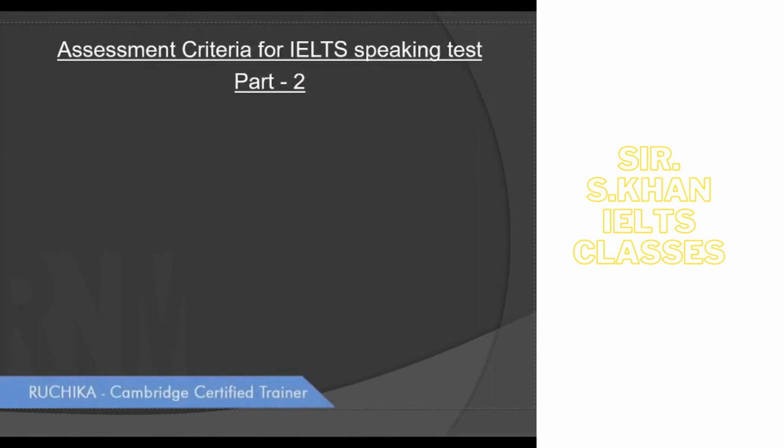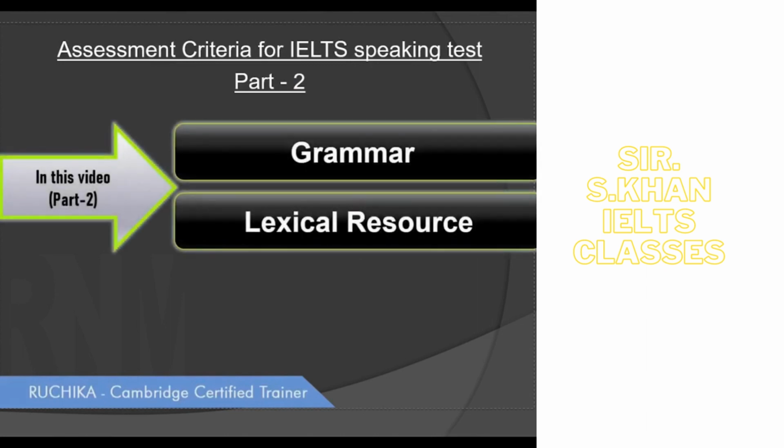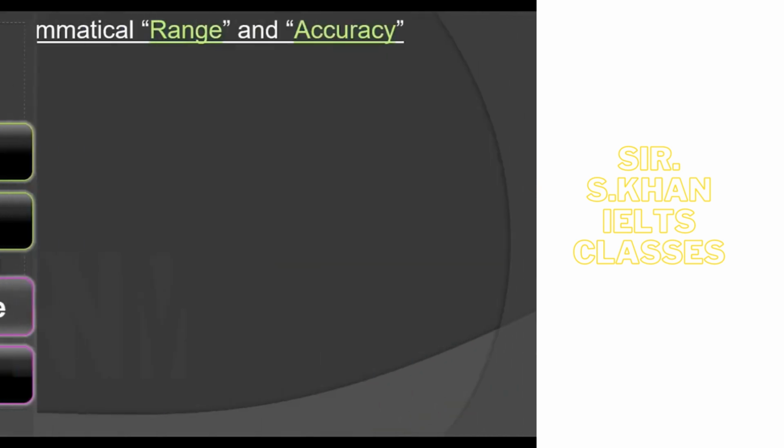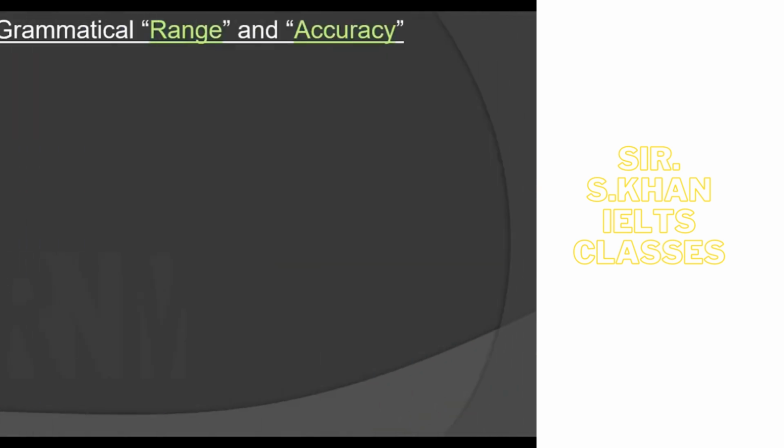This video is on the second part of the assessment criteria for speaking. We'll discuss the further two factors, grammar and lexical resource, other than fluency and coherence, and pronunciation, discussed in part 1 of the video. Let's take up the criterion of grammar now. This focuses on grammatical range and accuracy.